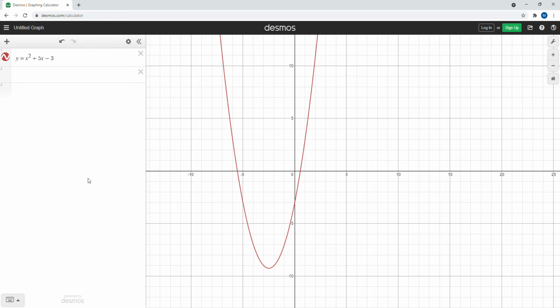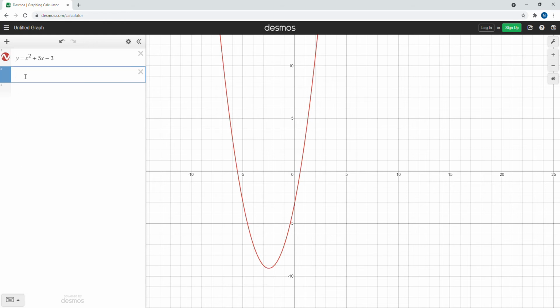So we're going to find the vertex. Now in this case, we're going to use Desmos to find the vertex for us. And we'll do that by clicking down here. And there it is. That is the vertex, negative 2.5, comma, negative 9.25.